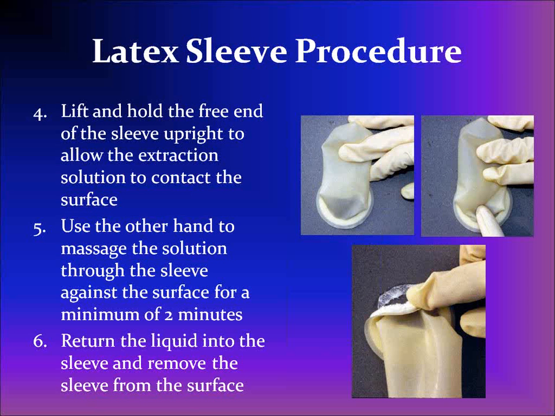After the extraction is complete, carefully remove the latex sleeve from the test surface. Make sure that the extraction solution returns to the bottom of the latex sleeve before you remove it from the surface. For overhead or vertical surfaces, gravity will put it there. But for horizontal surfaces, you'll need to slide your fingers along the outside of the latex sleeve and push all of the solution into the closed end of the sleeve before removing it from the surface.